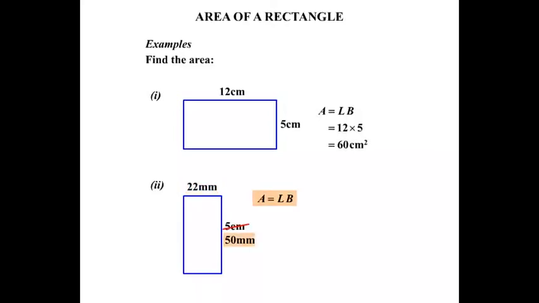There's our formula. We have 50 millimetres as our length and 22 millimetres as our breadth. So it equals 50 times 22, and calculating that, it works out to be 1,100, and the units we're dealing with are millimetres, so we write millimetres squared.